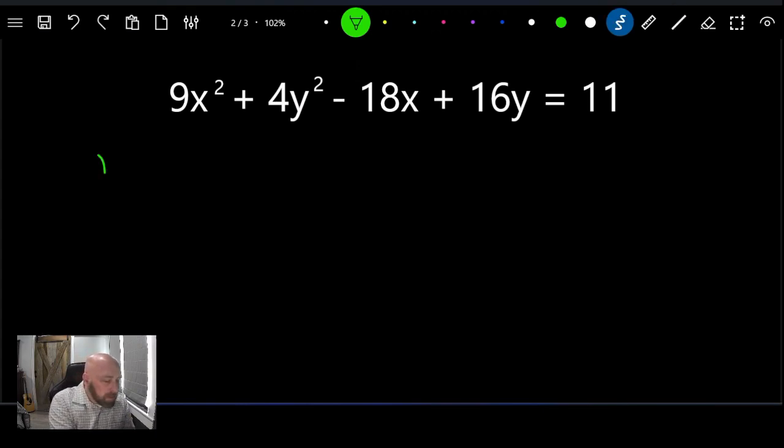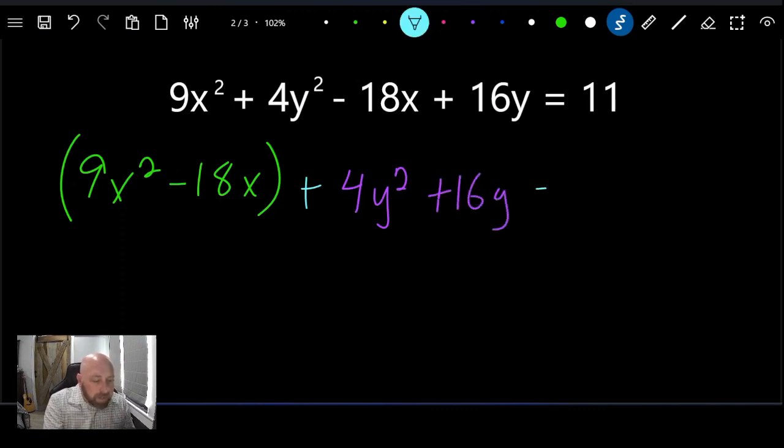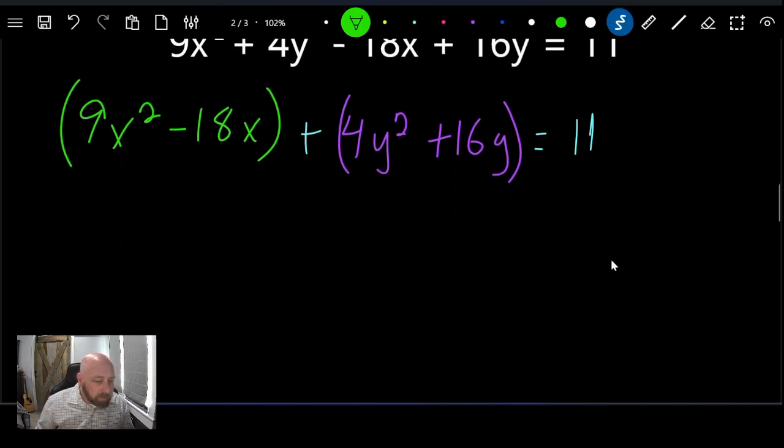So let's go ahead and put this down as 9x squared, and we're moving the negative 18x with that, because this is the piece that we want to complete the first square on. And then we're going to have a plus, and then we'll do the second part, and that's the 4y squared plus 16y. And then we would have our equals 11. Okay, and let me throw a parenthesis on this so that you can see it. All right, so there we go. Now we want to complete both of these, and then we want to add it to the other side. This is just what we did a couple lessons ago, and we're just going back to it now.